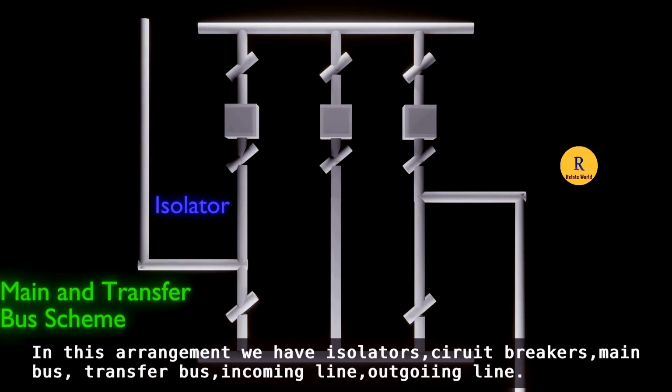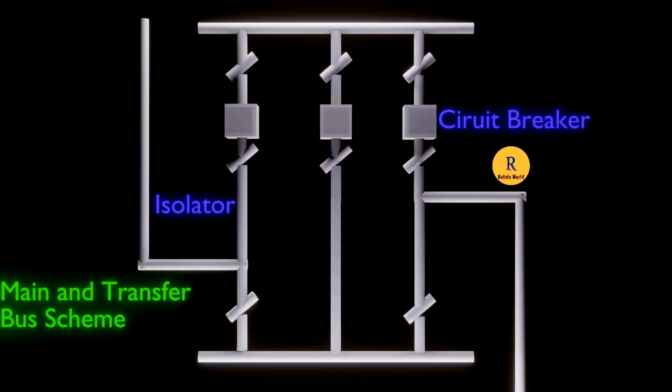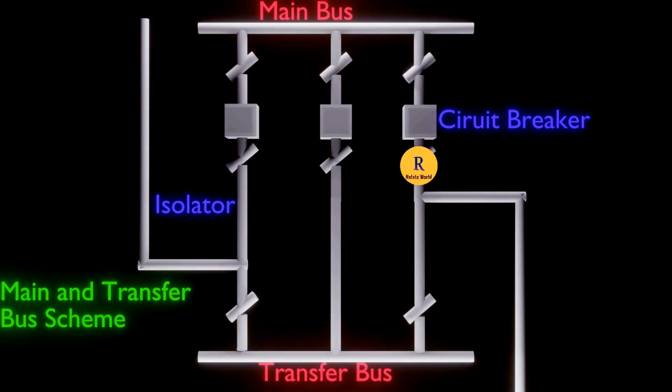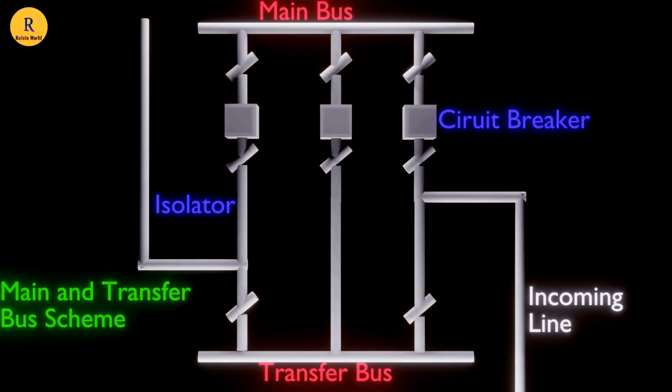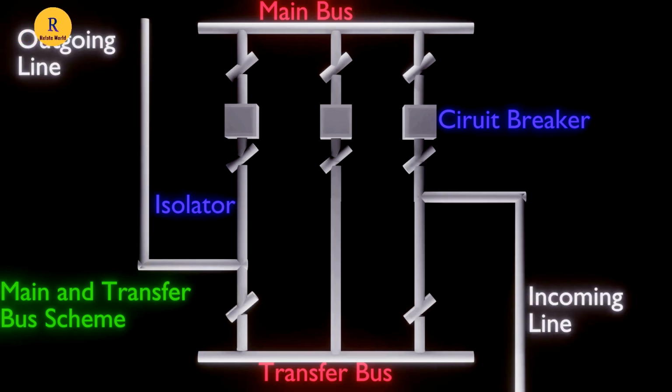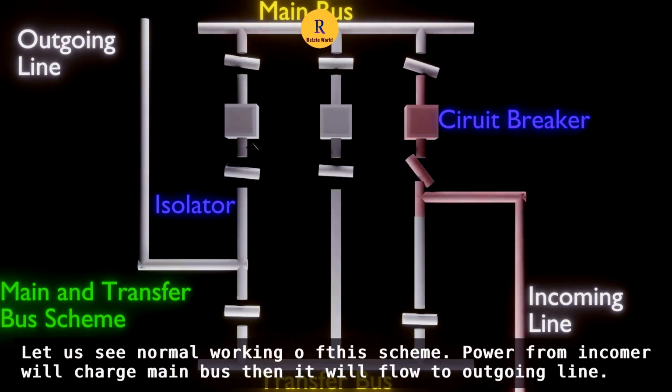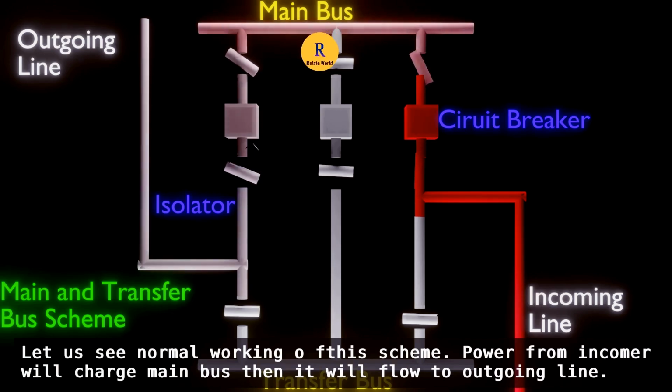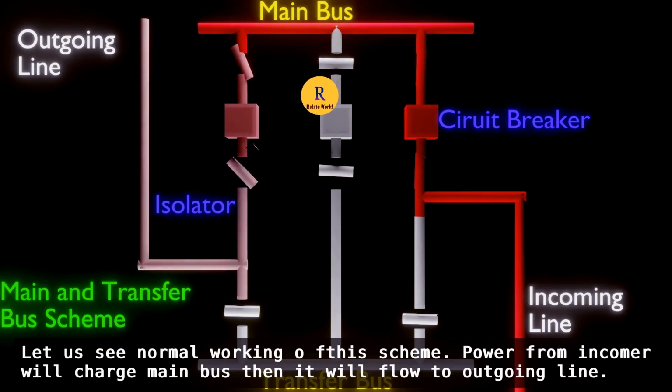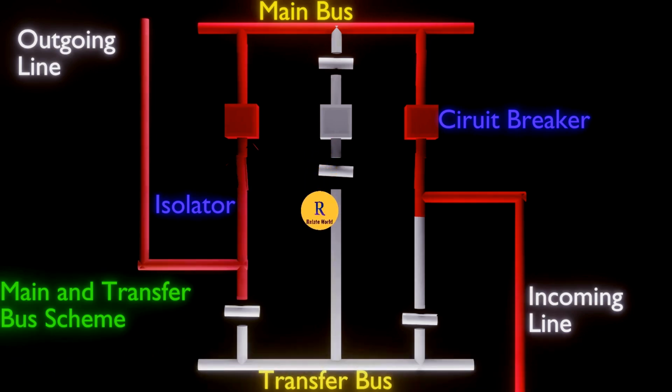In this arrangement, we have isolators, circuit breakers, main bus, transfer bus, incoming line, and outgoing line. Let us see the normal working of this scheme. Power from the incomer will charge the main bus and it will flow to the outgoing line.